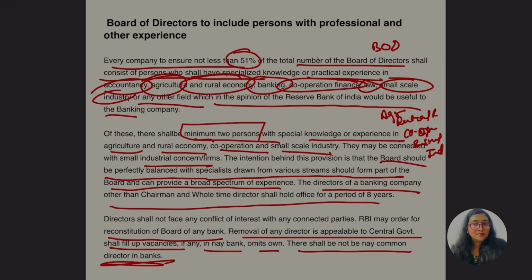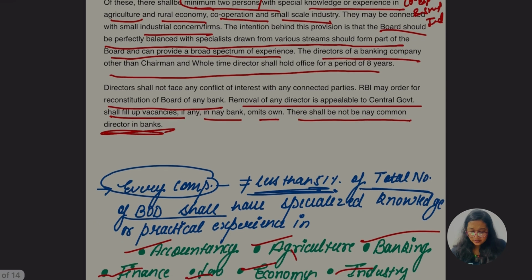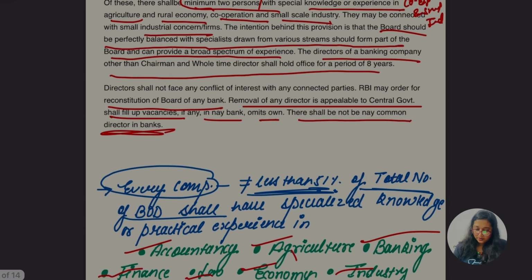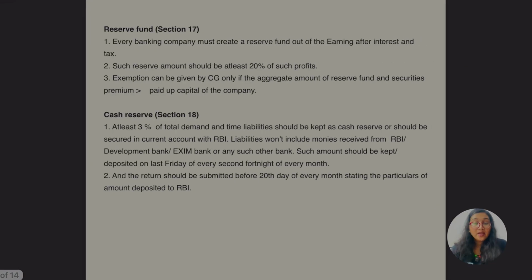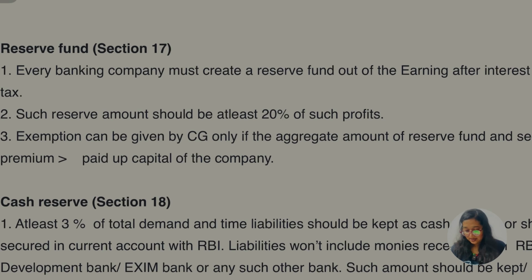There should be a board of directors, at least 51% of them should be knowledgeable and experienced, having practical experience related to these fields, and from them at least 2 shall have the knowledge related to agriculture, rural economy, cooperation and small scale industries. ठीक है, and what was the tenure? 8 years. ठीक है जी, हाँ जी.